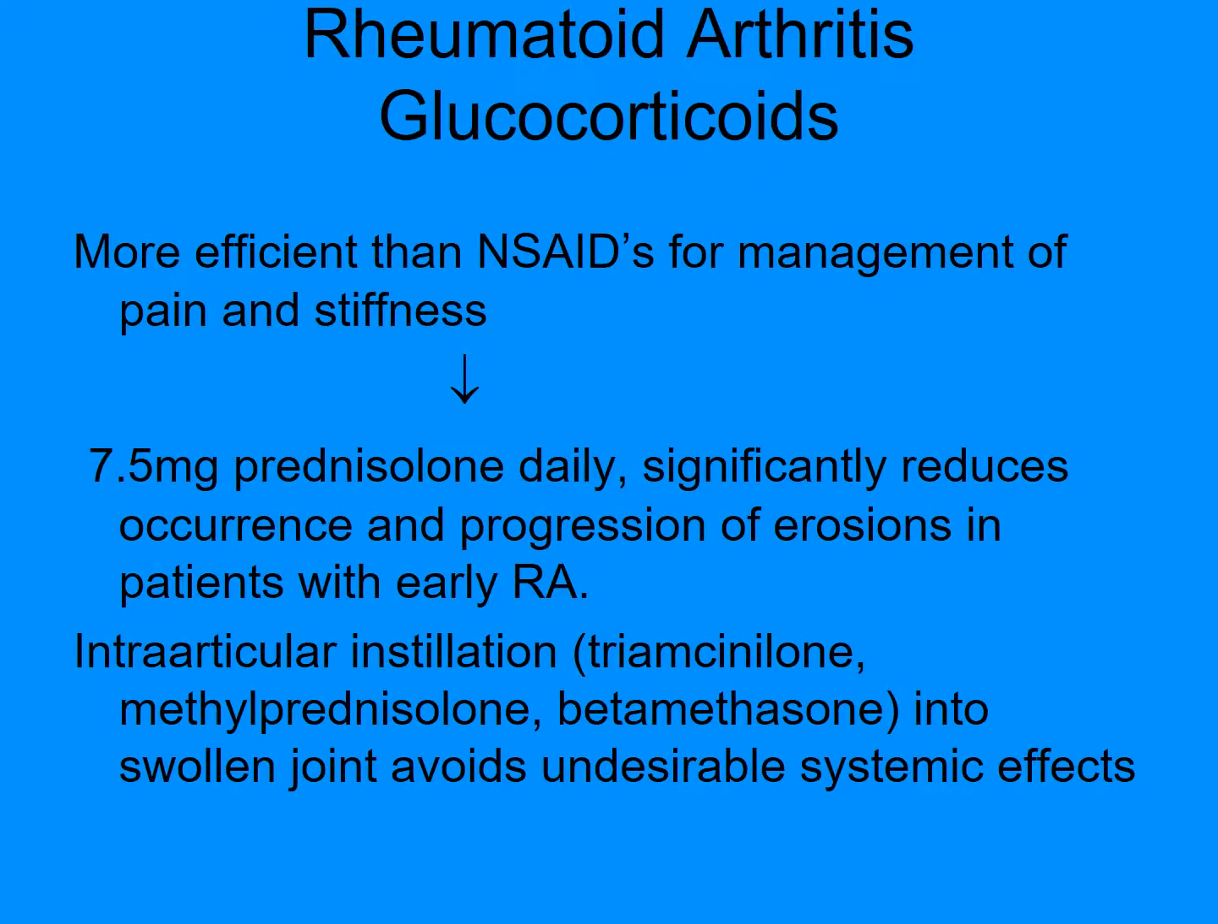The glucocorticoids are much more efficient than NSAIDs for management of pain and stiffness, but you cannot use the glucocorticoids chronically due to the significant side effects. Usually 7.5 milligrams of prednisolone daily will significantly reduce the occurrence and progression of erosions. Intra-articular instillation, with caution to avoid infections, like triamcinolone, methylprednisolone or betamethasone into the swollen joints may also help.